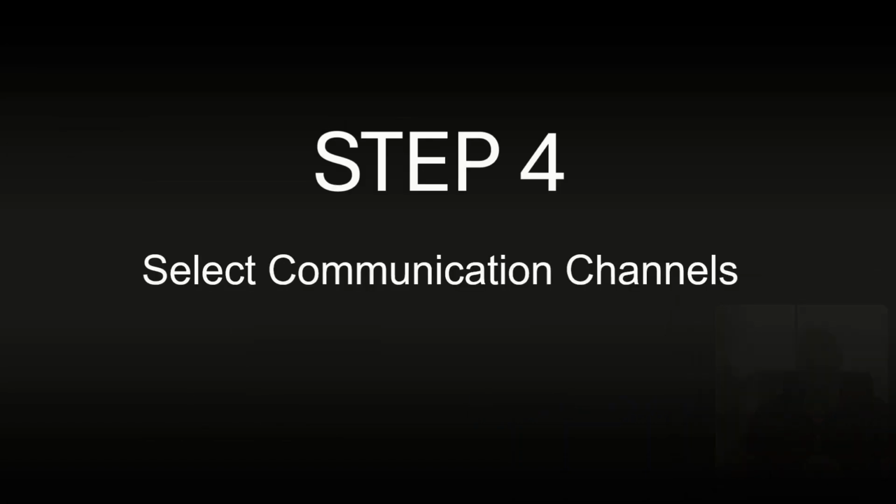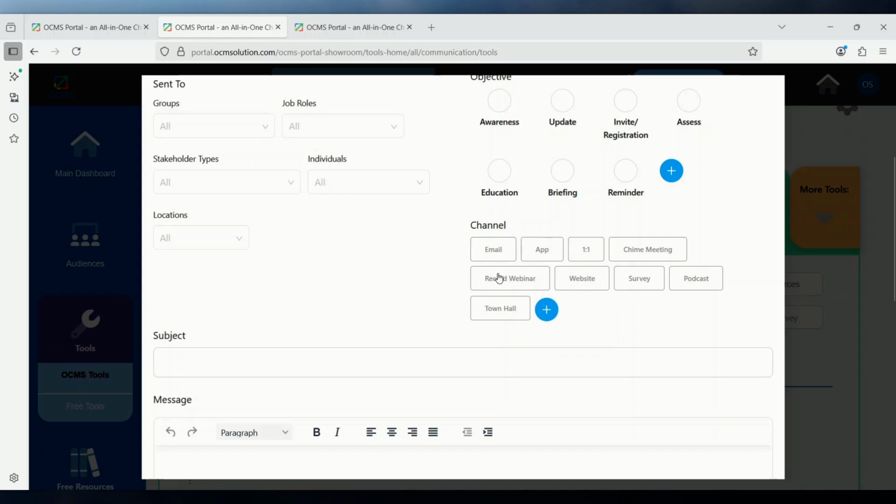For step number 4, you want to select communication channels. When selecting your communication channel, choose methods that resonate with each group. Use email for broad announcements. Use town halls for leadership alignment. Use newsletters or intranet for ongoing updates. Use workshops or team huddles for hands-on guidance. You can even use one-on-one sessions.